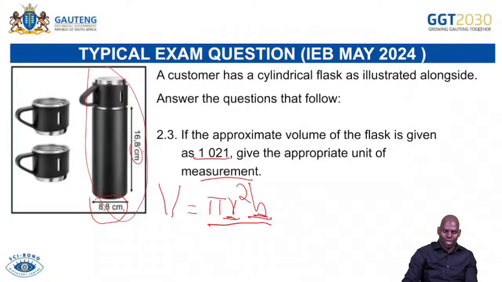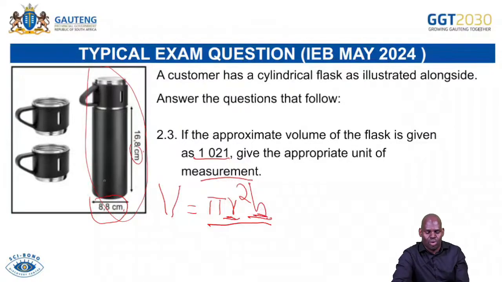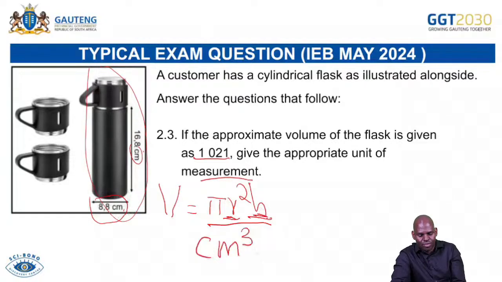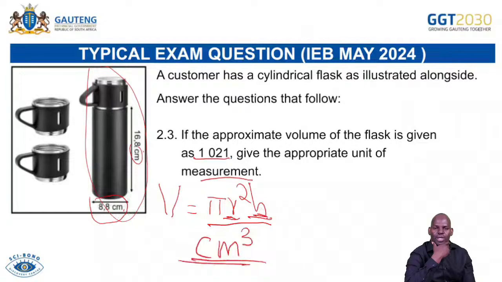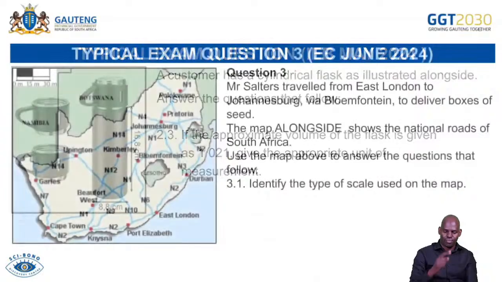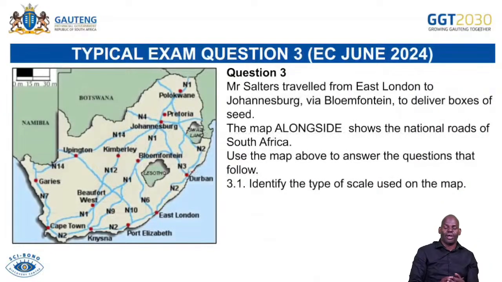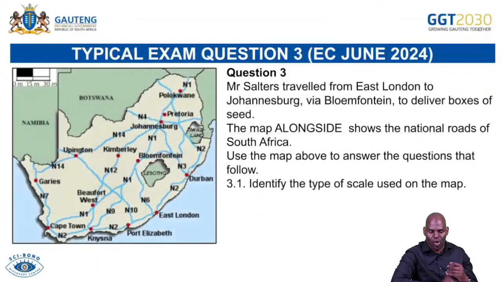But what is important is whenever you do the substitution into this formula, both radius and the height must be in the same unit. So in this case, if we had to calculate the volume, the unit for the volume will be centimeter cubed. Just centimeter cubed, because the height and the diameter are given in centimeters. Right, then the maps.